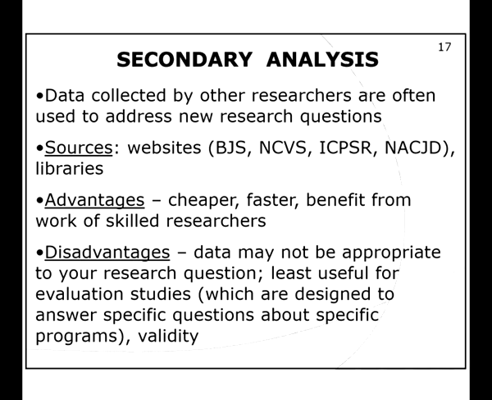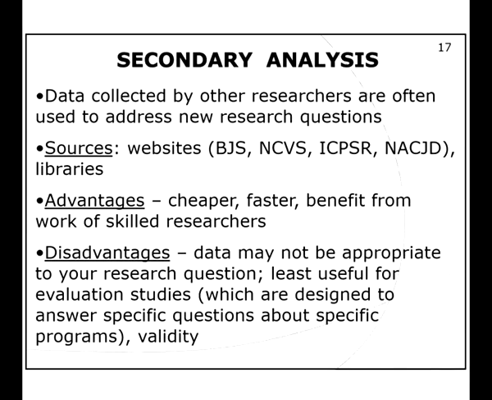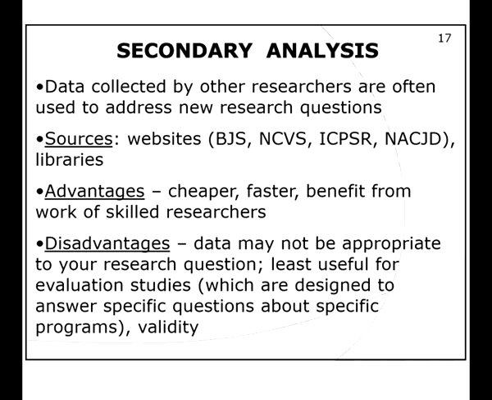The disadvantage is it might not be exactly appropriate for your research question. So if you're trying to test a specific theory, like maybe self-control theory or deterrence theory, there might not be the exact measures that you need in that secondary data, which can be a big problem for you. If you need that, then you might have to collect your own data if you really want to test that theory, right? And so that was really all I had to say about those things.